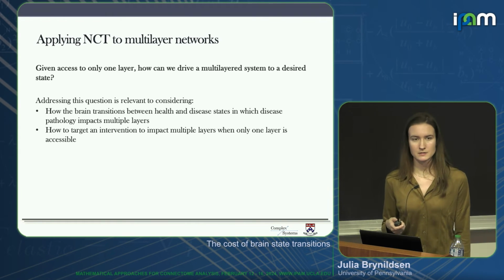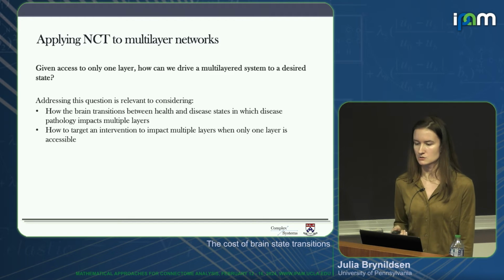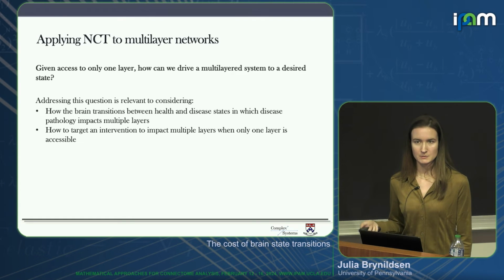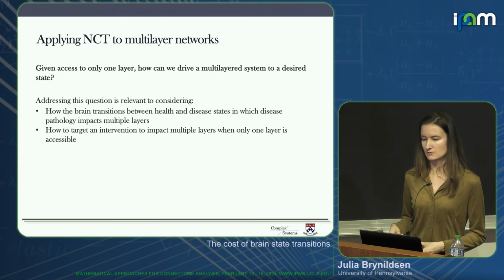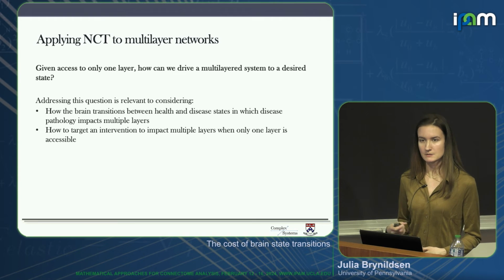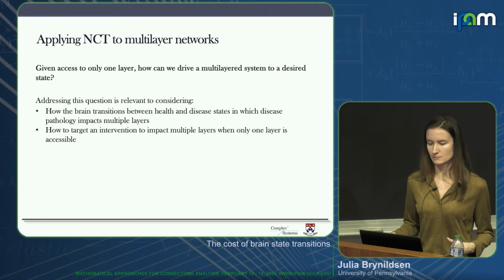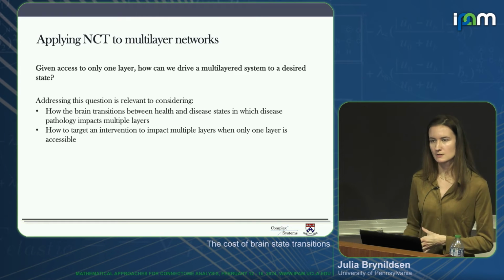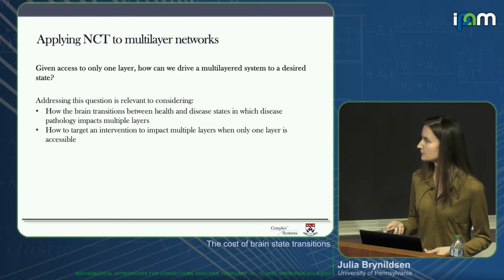And we could then think about how we might target an intervention to affect changes in multiple layers of the system when we can only access one layer. So examples of this might include stimulation-based interventions in which we would inhibit or potentiate neural activity in a particular region of the brain, or maybe pharmaceutical interventions where we might instead modulate activity of a particular neurotransmitter, which would affect changes in gene expression and then ultimately neural activity.